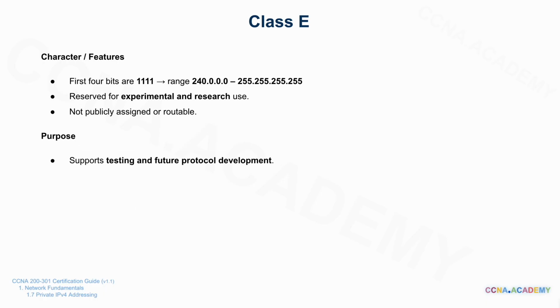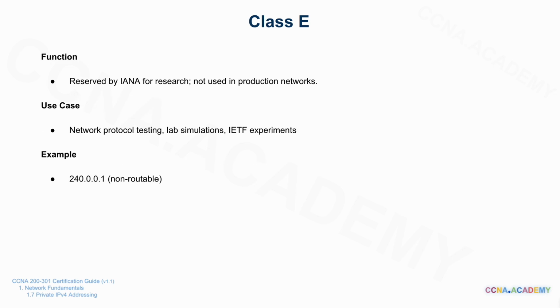Class E addresses start with 4 ones and cover 240 to 255. These are reserved for experimental or research use by organizations like the IETF. You won't see them in production networks. They're strictly for testing or protocol development. Class E addresses are mainly used in lab environments for protocol testing, simulations, or IETF experiments. An example is 240.0.0.1, a non-routable address reserved for research.